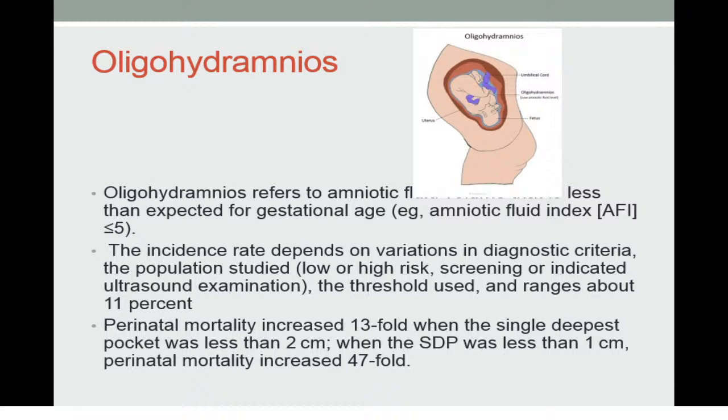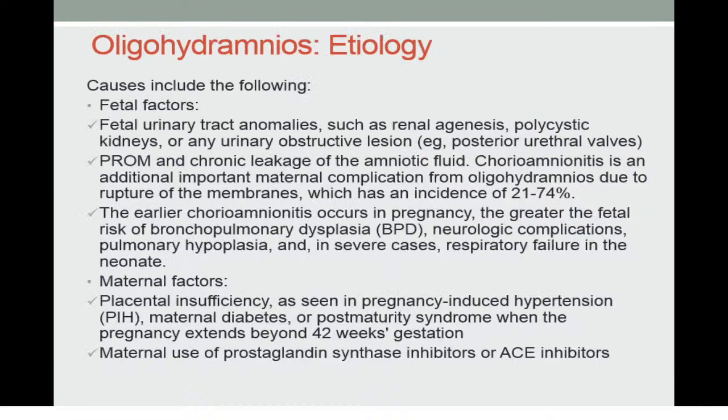Now, oligohydramnios, the opposite situation. Oligohydramnios refers to amniotic fluid volume less than expected for gestational age, for example, amniotic fluid index less than 5 centimeters. The incidence rate depends on variations in diagnostic criteria, the population studied, low or high risk screening or indicated ultrasound examination, and the threshold used, and ranges to about 11%. Perinatal mortality increases 30-fold when the single deepest pocket is less than 2 centimeters; when the single deepest pocket is less than 1 centimeter, perinatal mortality increases 47-fold.